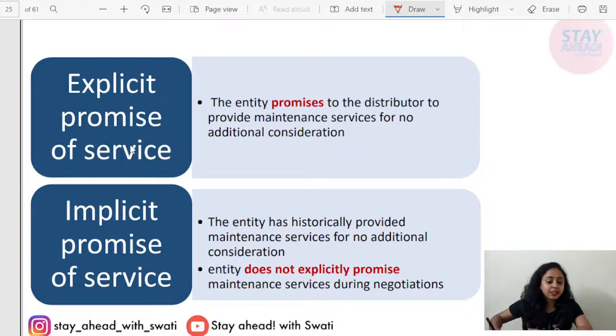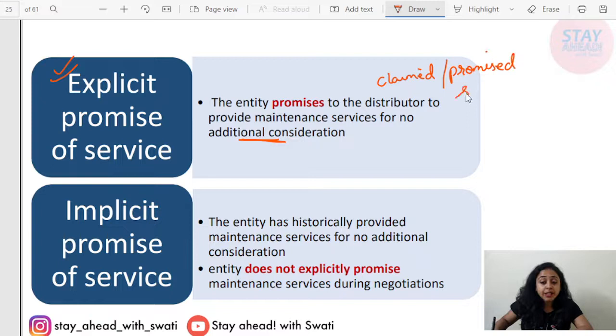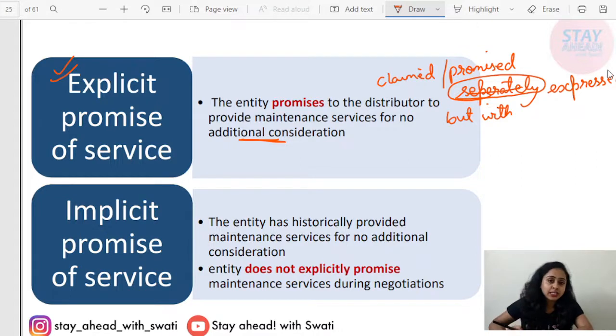Next, explicit and implicit promise. If it is laid down clearly at the time of negotiation, then this is known as explicit. The entity promises to the distributor to provide maintenance services for no additional consideration. It has been claimed, or you can say promised, expressly. You have expressed such a particular clause at the time of negotiation.